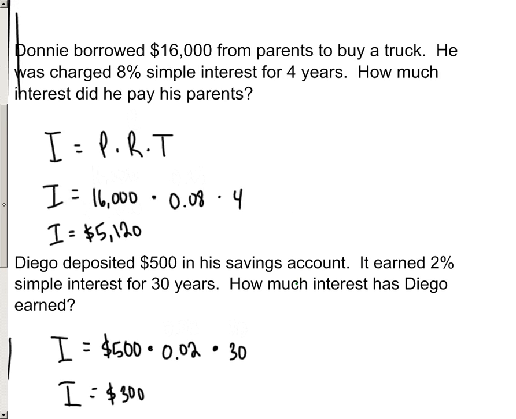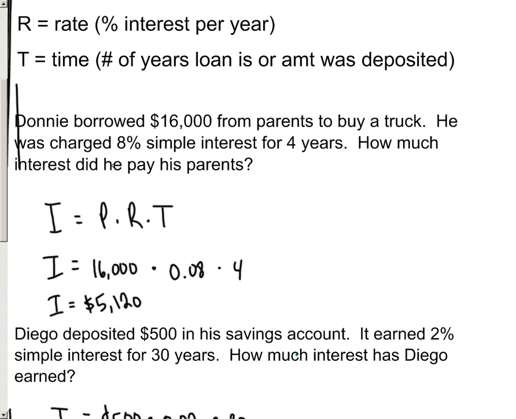And up here, they didn't ask how much the truck total cost him. They just said how much interest did he have to pay his parents? Well, the interest is just $5,120. If they said how much the truck really cost him, you'd be adding these two amounts together, the original amount of the loan plus the interest. So again, just read the problem carefully and you should be okay.